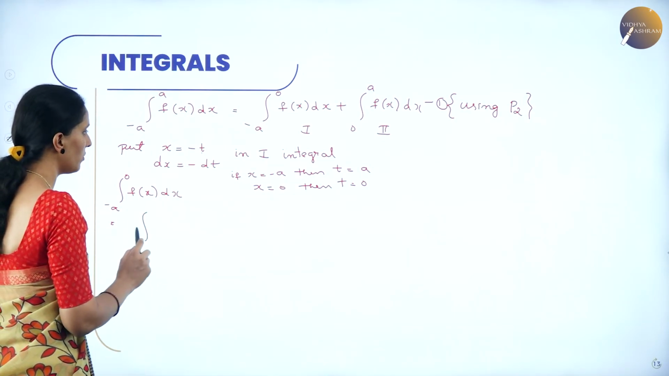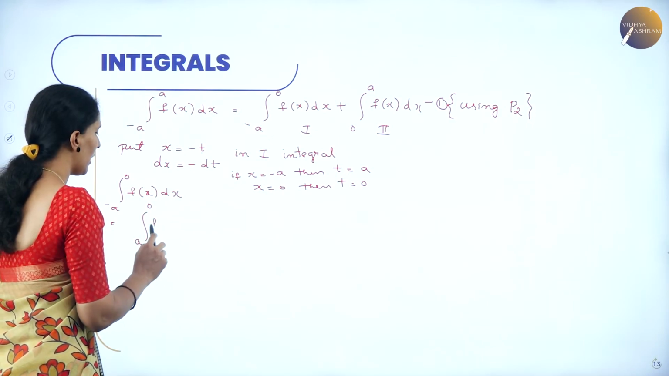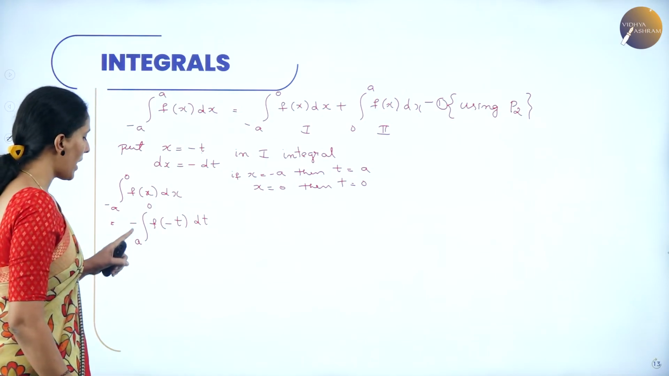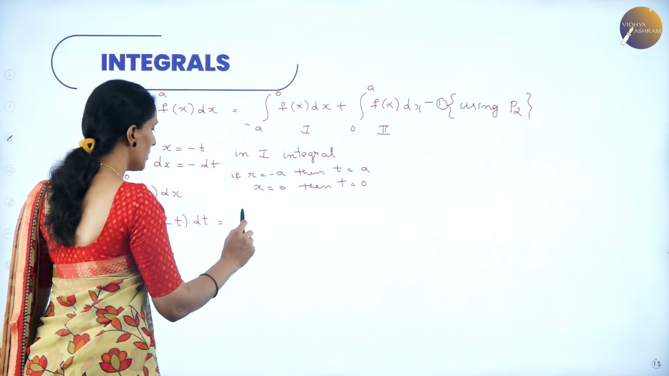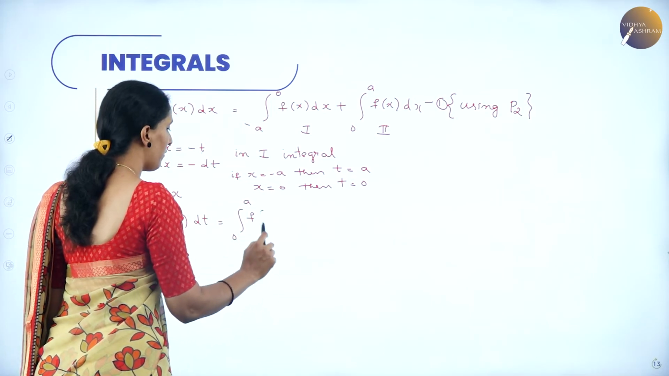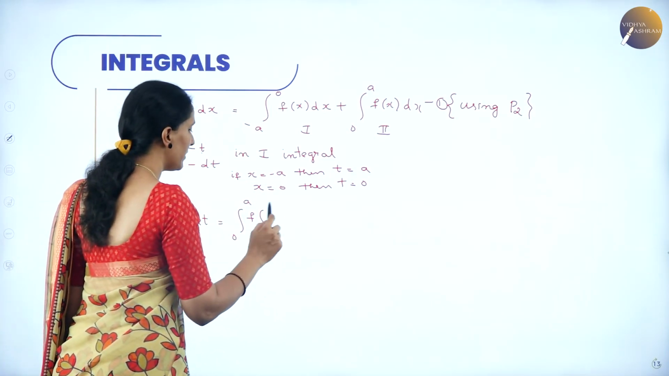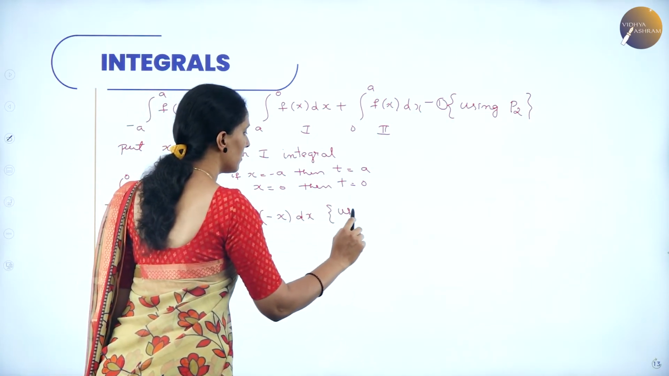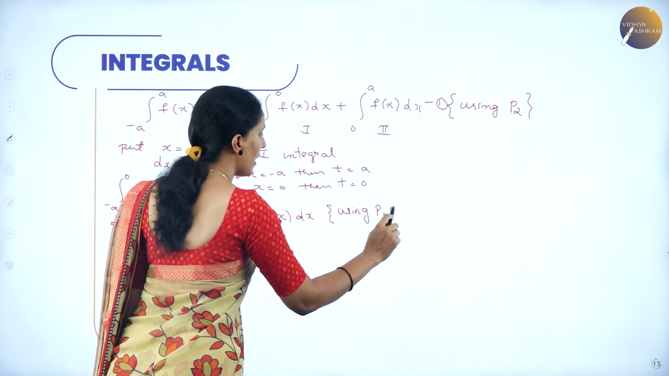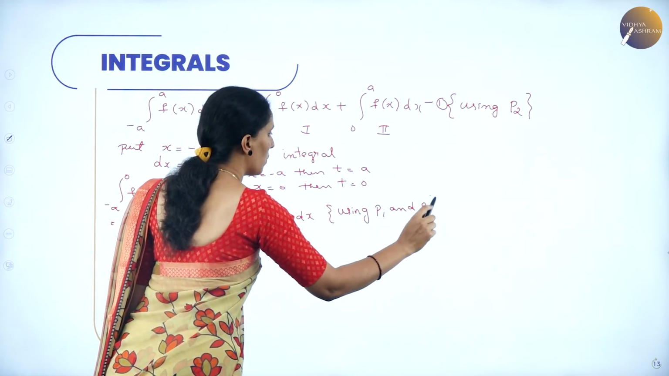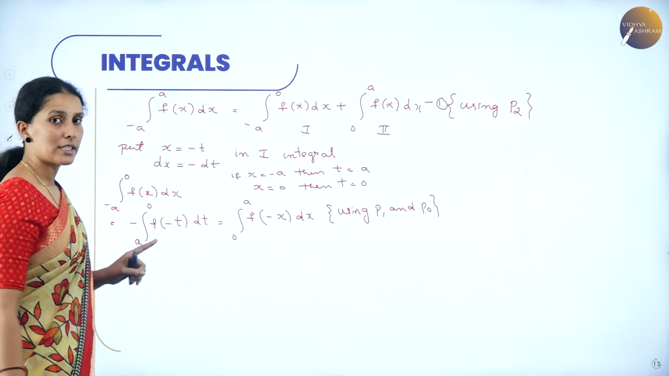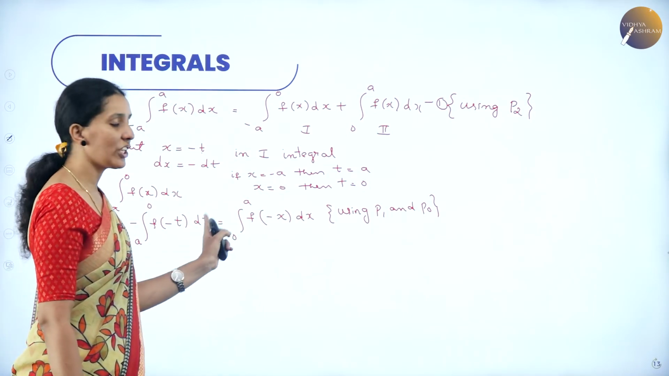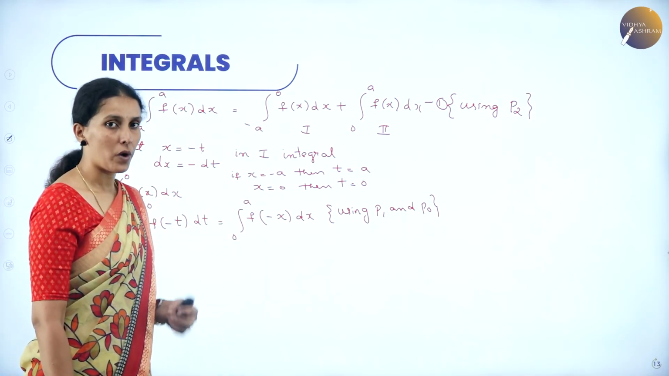This changes to a to 0, f of minus t and dt here, minus. So we have minus a to 0. Let me change it to 0 to a, f of minus t we have. Let me change it as minus x dx. So using which property? P1 and P0. What does P1 say? We can change the sign of an integral by interchanging the limits, and property 0 says we can interchange the variable so that they are one and the same.